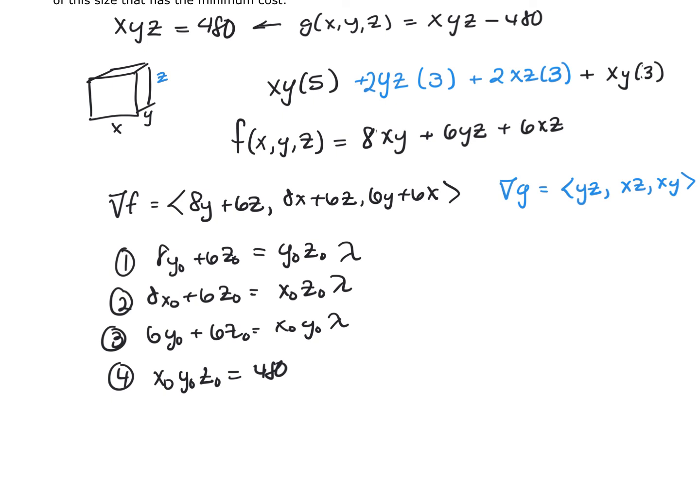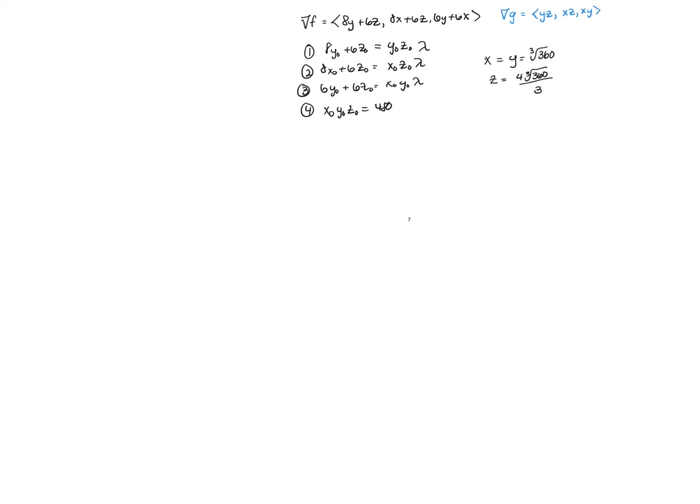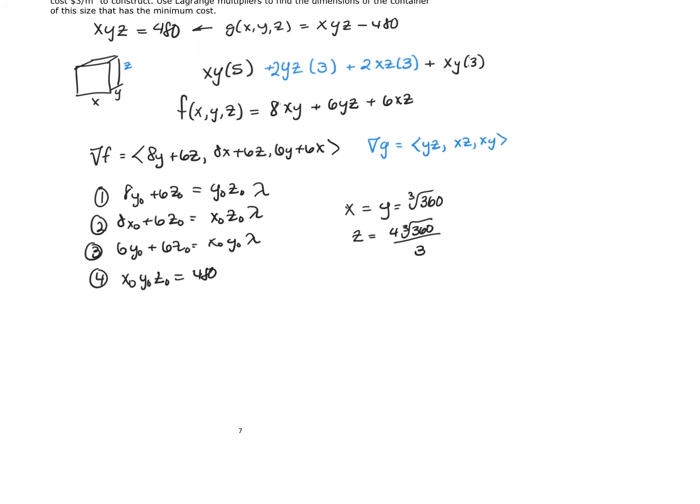And we're going to end up with the answer that x is going to be equal to y, which is going to be equal to the cube root of 360. And z is going to be equal to 4 times the cube root of 360 divided by 3. And those are the dimensions you're going to need to minimize the cost of this container. I think that's my last one. Yeah, that is my last one right there.